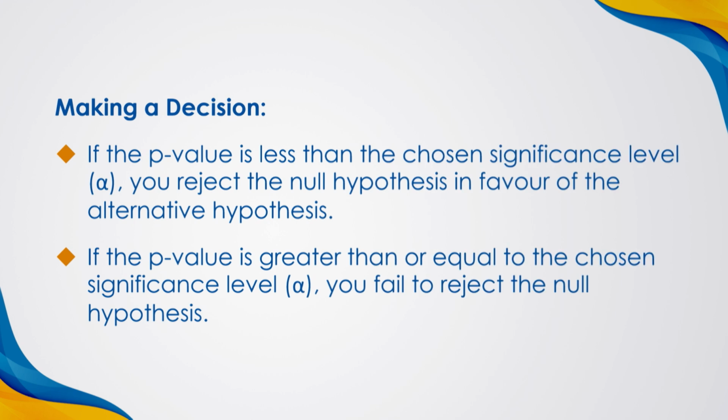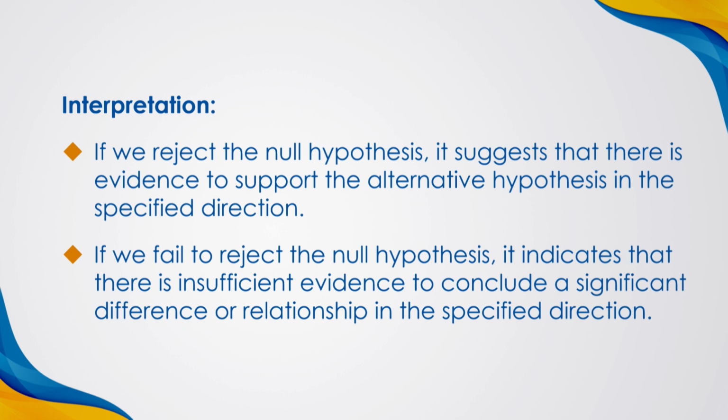Making a decision. If the p value is less than the chosen significance level alpha, you reject the null hypothesis in favor of the alternative hypothesis. If the p value is greater than or equal to the chosen significance level alpha, you fail to reject the null hypothesis. Interpretation. If we reject the null hypothesis, it suggests that there is evidence to support the alternative hypothesis in the specified direction. If we fail to reject the null hypothesis, it indicates that there is insufficient evidence to conclude a significant difference or relationship in the specified direction.